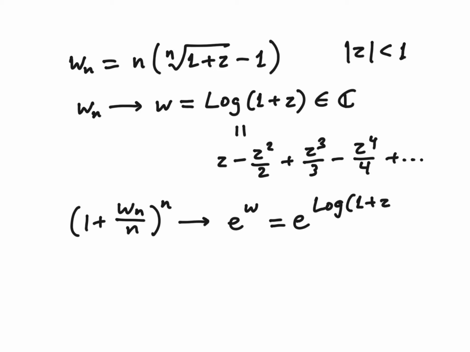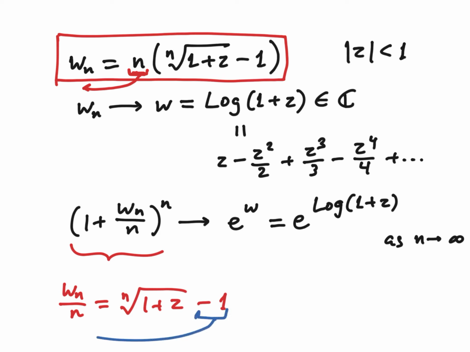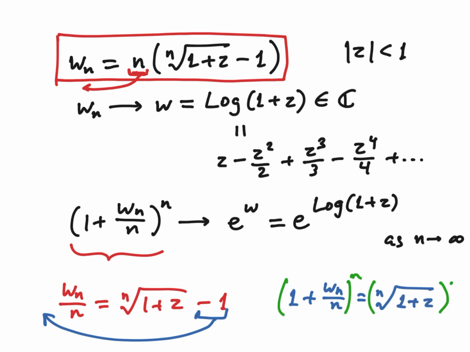In other words, e to the log of 1 plus z as n goes to infinity. But we can actually work this out explicitly. If you just look at the formula for wn, you just divide it by n. That will take this factor of n and put it on the other side as a denominator. Then we can grab this minus 1 and move it over to the other side. And then we can raise both sides to the power n. And so what we get is simply 1 plus z. So this expression just equals 1 plus z for all n.